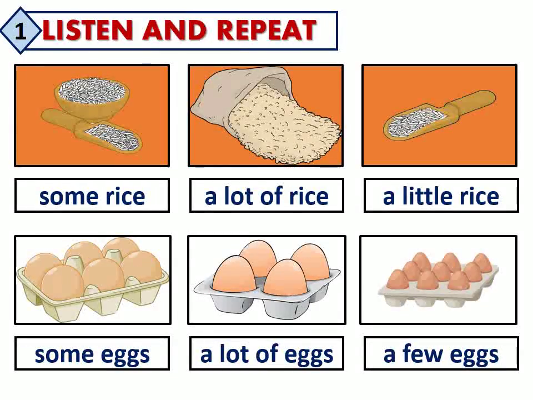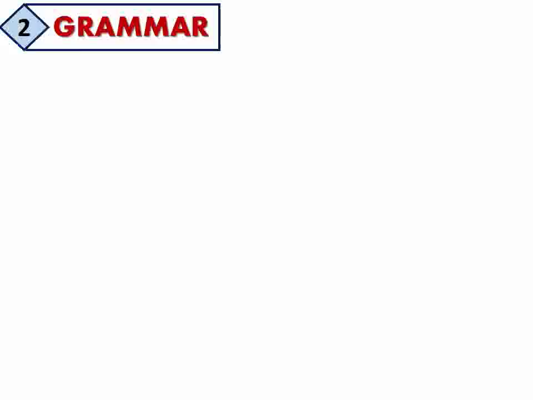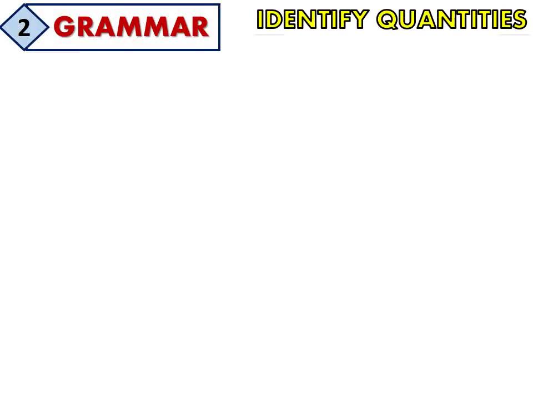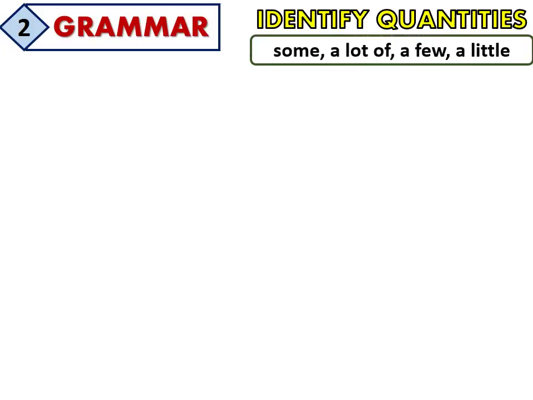Let's look at them again. Can you see the difference between rice and egg? Why are eggs in plural form while rice is in singular form? In order to answer this question, let's begin with grammar. Identify quantities with some, a lot of, a few, and a little.